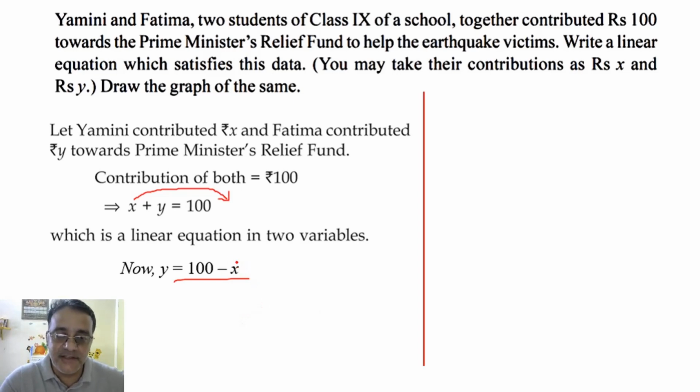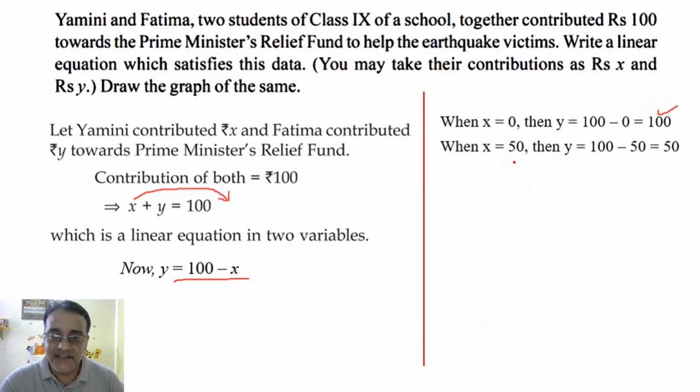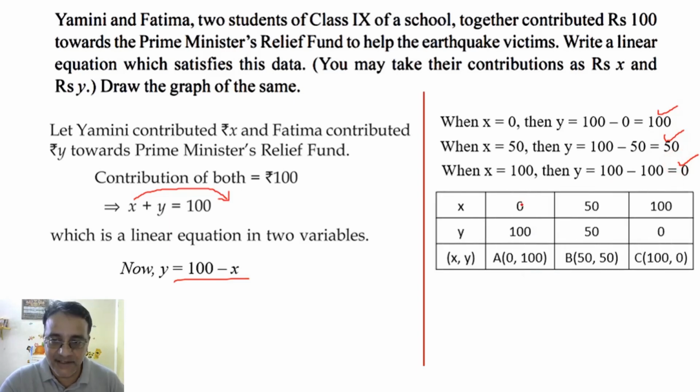हम लोग लेंगे पहले 0. So y will be equal to 100. Then we'll take 50. y is equal to 50. And if we take 100, y is 0. So when x is equal to 0, y is equal to 100. When x is equal to 50, y is equal to 50. And when x is equal to 100, y is equal to 0. So we'll make the table: (0, 100), (50, 50), (100, 0).